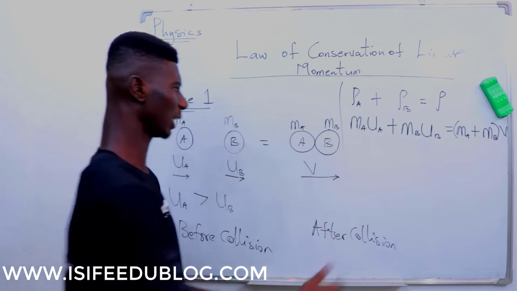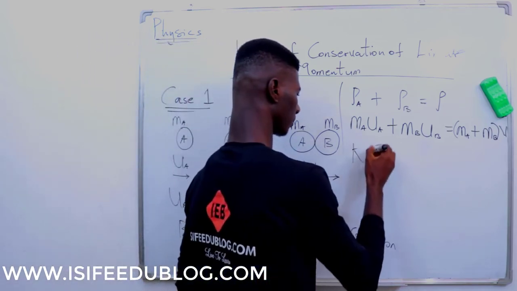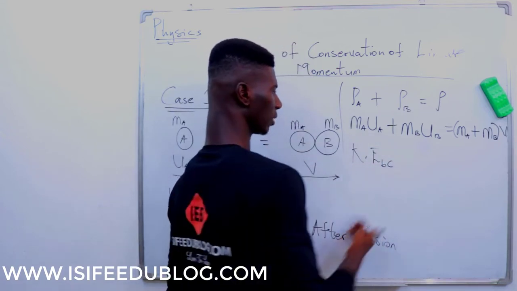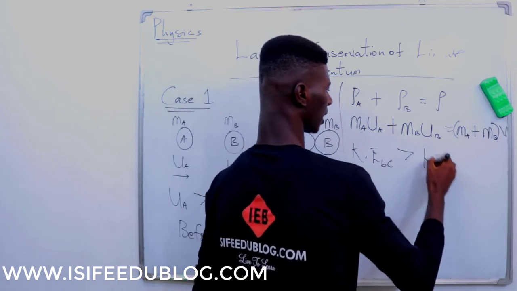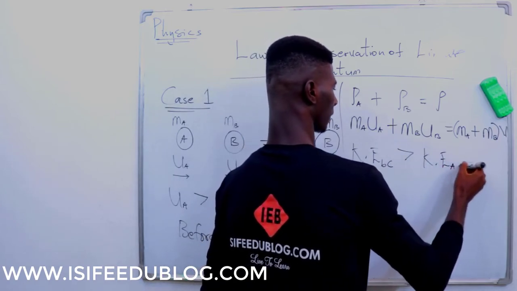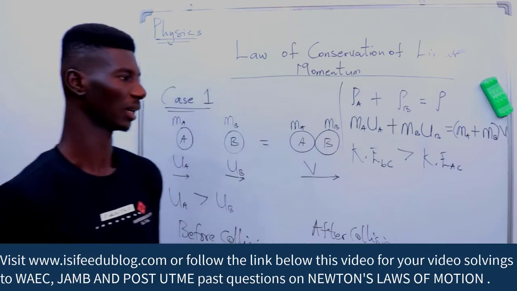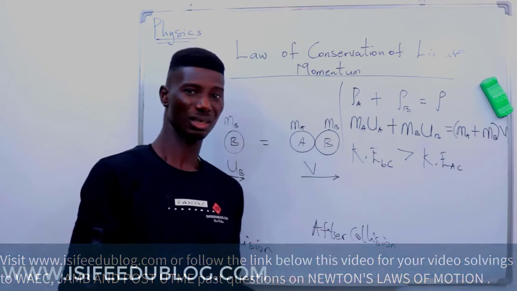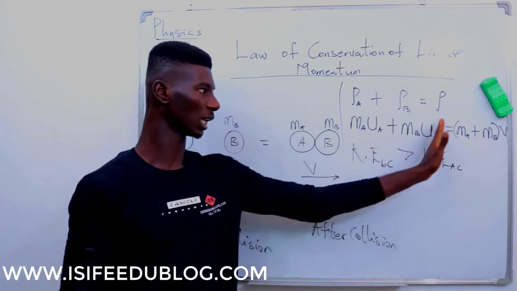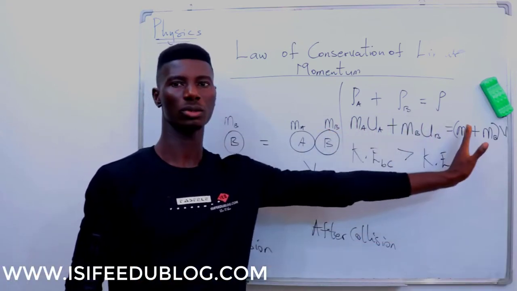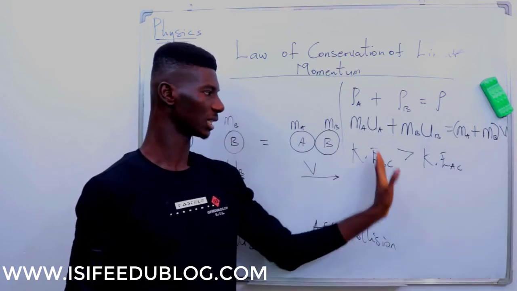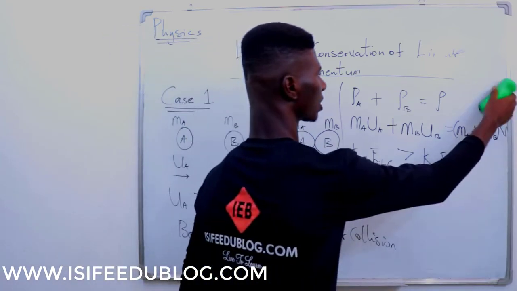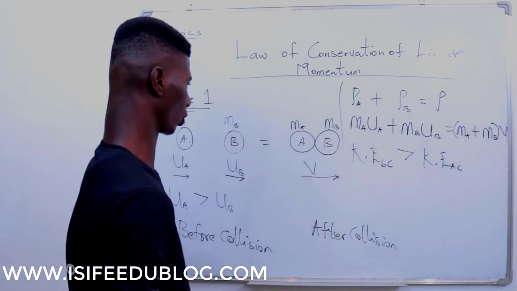So we just simply say that kinetic energy before collision, I'll use BC to denote before collision, is always greater than kinetic energy after collision. After collision, because it is inelastic, it is not conserved, so they are not equal. It's not possible to say that the kinetic energy here is equal to this. That is not true. So this is always greater than this. So know that. Okay, now let's go over to case 2.